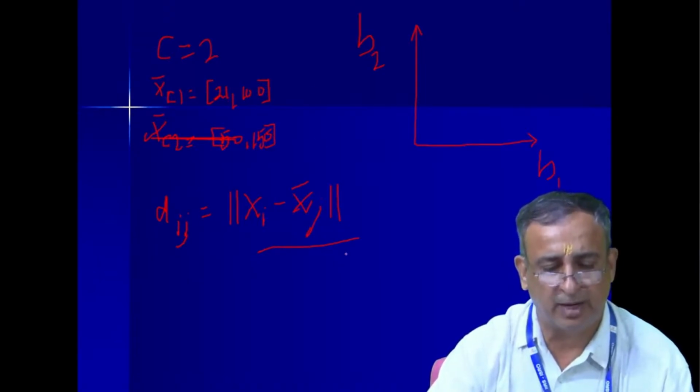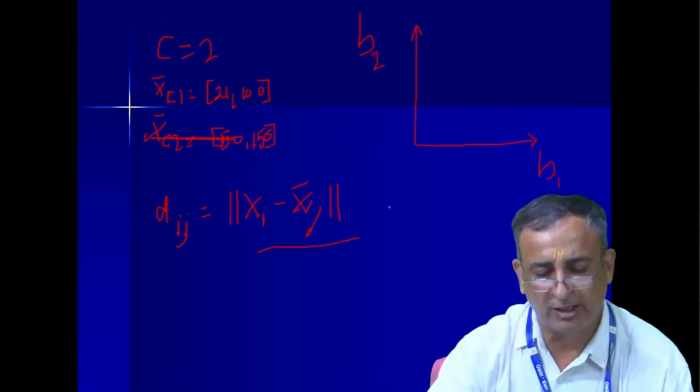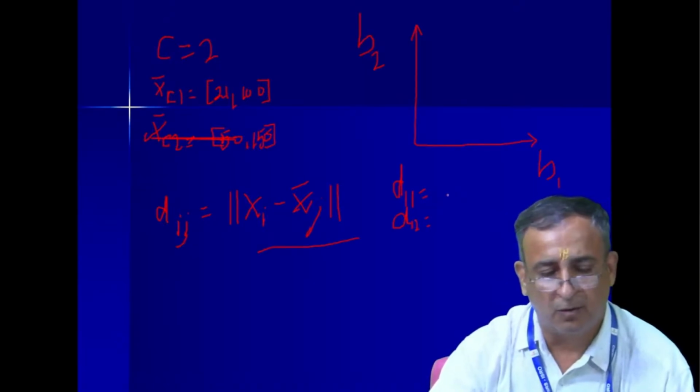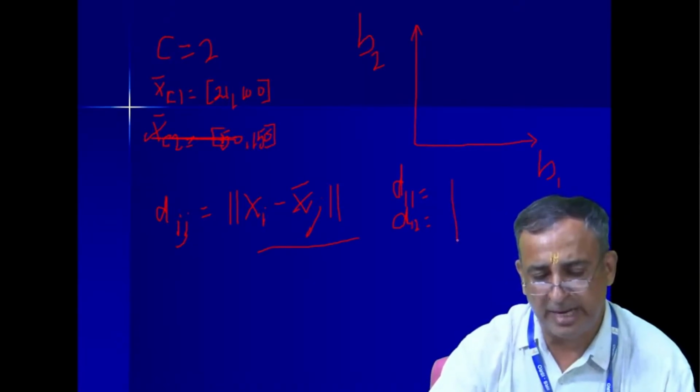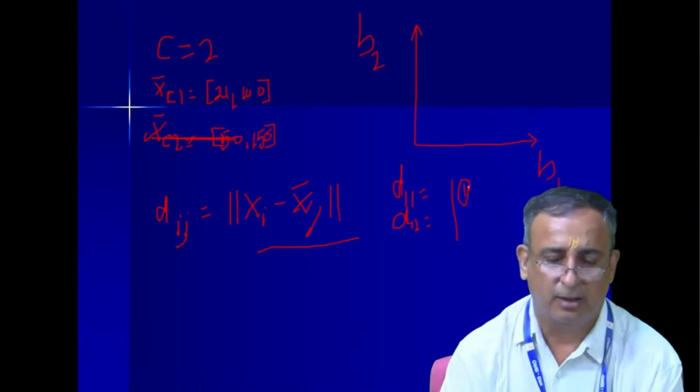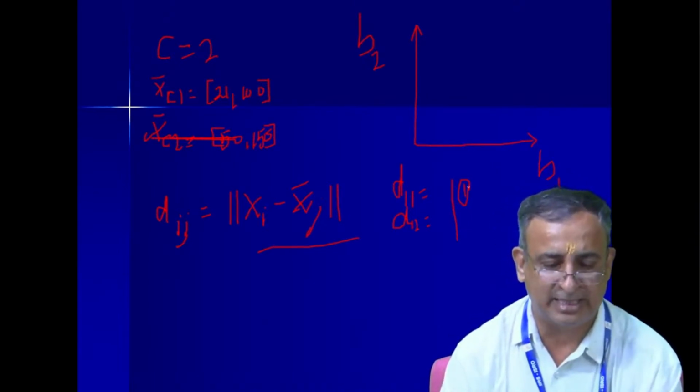If we use this, then for the first pixel, xi, i will be 1. So for the first pixel we will get two distances: d for first pixel and first cluster, and d for first pixel and second cluster. If you compare the distances for the first cluster and the second cluster, whichever is minimum, if it is minimum for the first cluster, that pixel will be labeled to cluster 1. Like that, you can go on labeling each and every pixel in the image with respect to the minimum distance criteria.